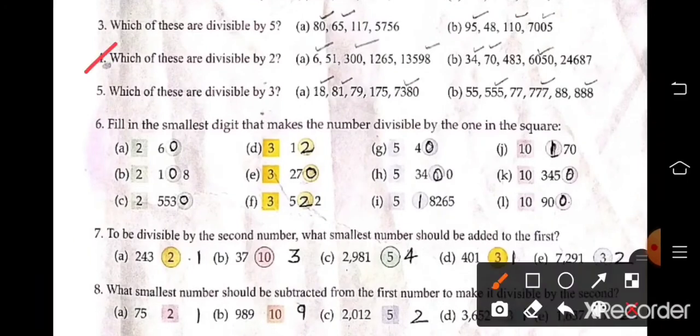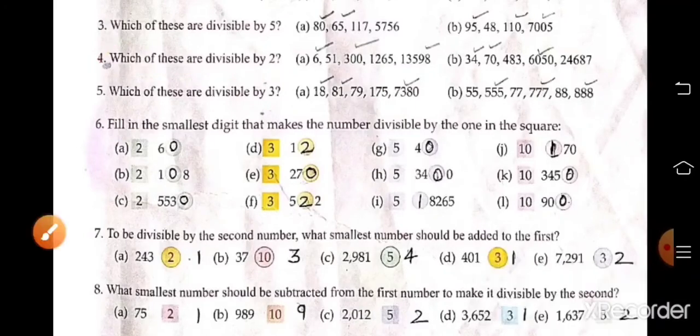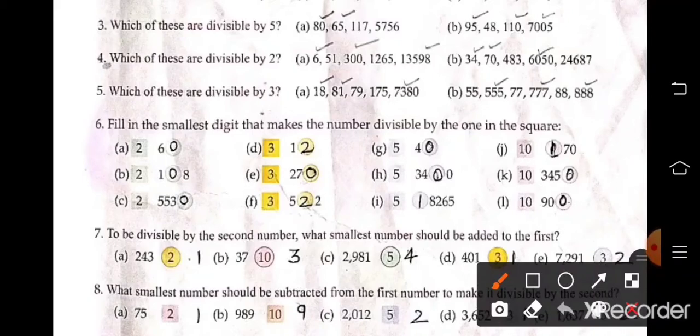Now, question number 4: which of these are divisible by 2? A number is divisible by 2 if it is even, and all even numbers are divisible by 2 because they are multiples of 2. So all even numbers have 0, 2, 4, 6 or 8 at the ones place. So here you can check 6, 300 and this one, and in B part 34, 70 and 6050 are divisible by 2.